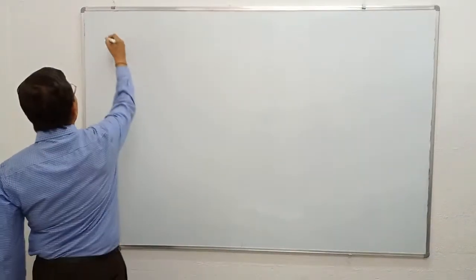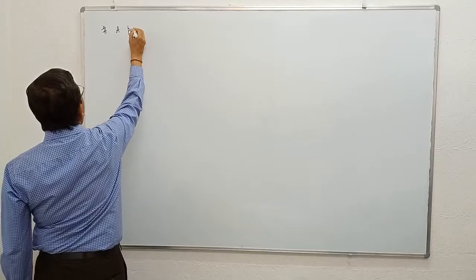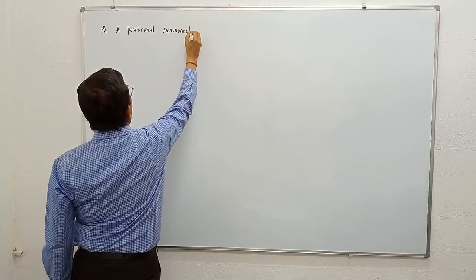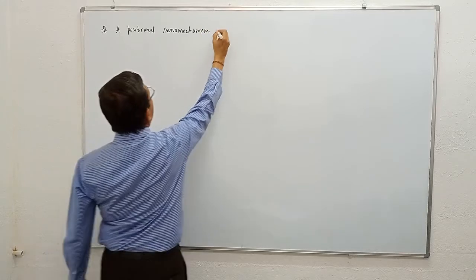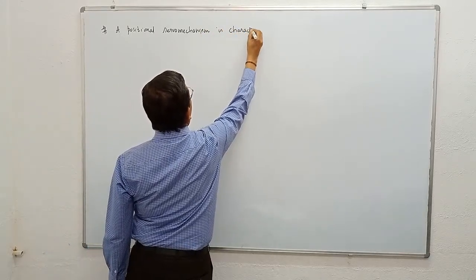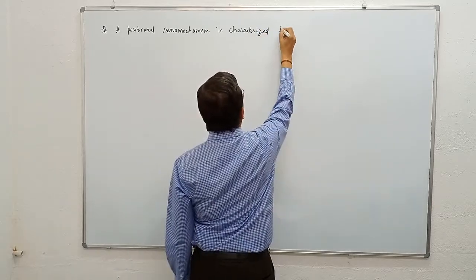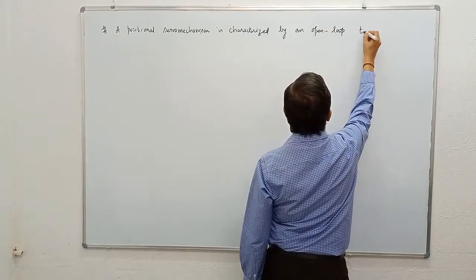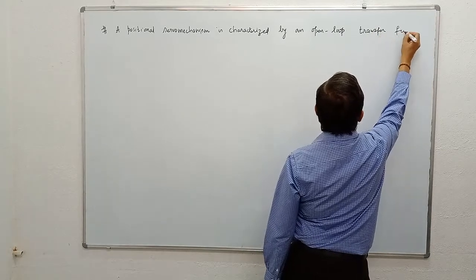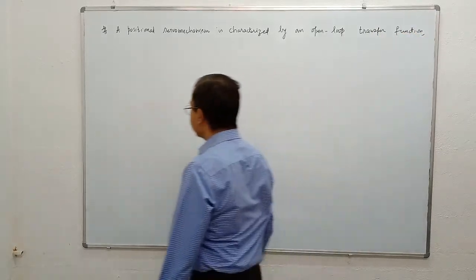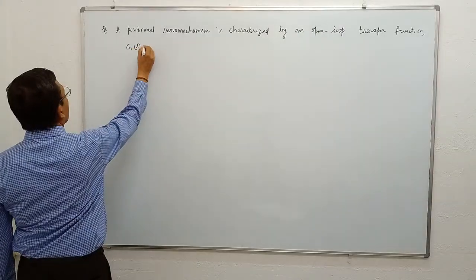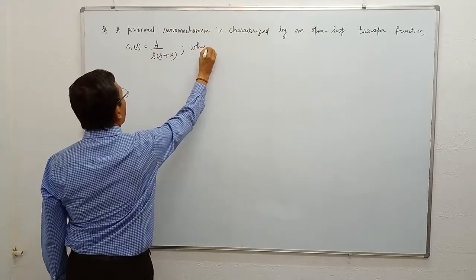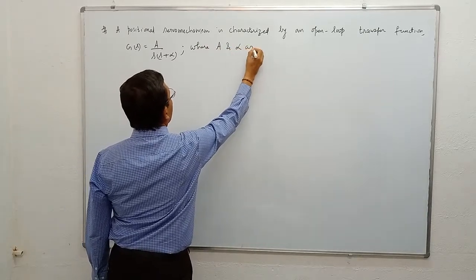Next problem. A positional servo mechanism is characterized by an open loop transfer function G(s) = A divided by s into (s plus alpha), where A and alpha are constants.